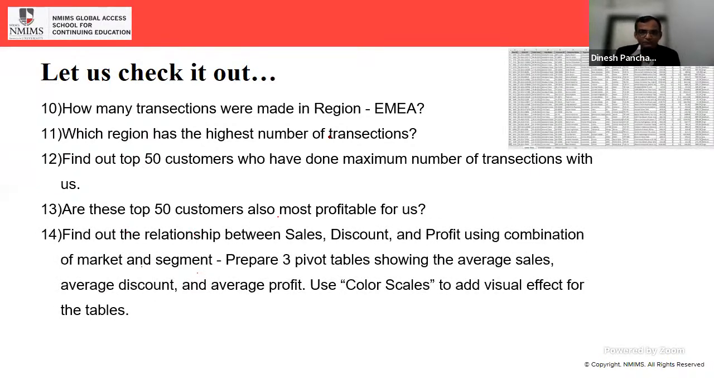Now it's a tricky one. Okay. Find out the relationship between sales, discount, and profit using combination of market and segment. Can you establish a relationship between sales, discount, and profit? That means if the discount is more, the sales will be more and the profit will be more. Or if the discount is less, the sales will be less and the profit will be less. Okay, I'm just giving one of the ways. You can use your own way to do that.